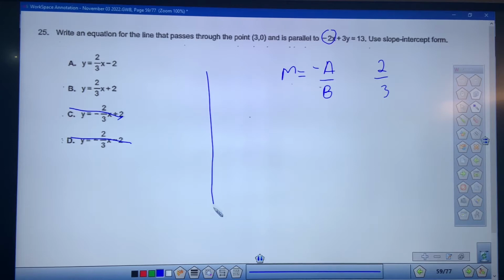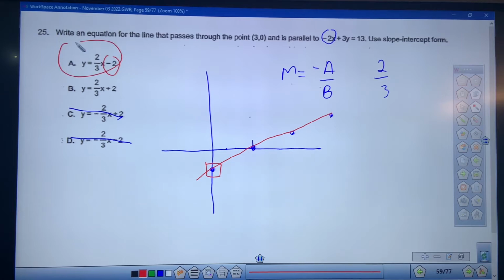And now I'm going to do my real quick graph. I'm going to go to 3, 0, 1, 2, 3, 0. And my slope is up 2 over 3. Up 2 over 3. Down 2 over 3. All right? So notice my y-intercept has to be negative. Has to be choice A.